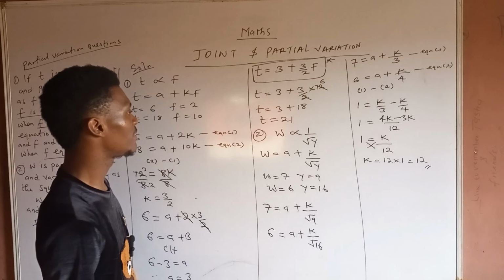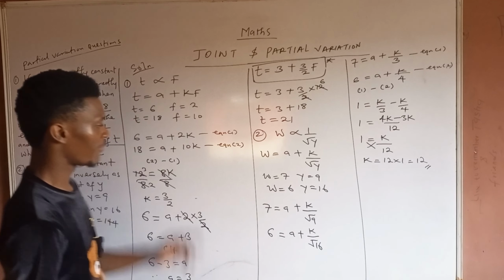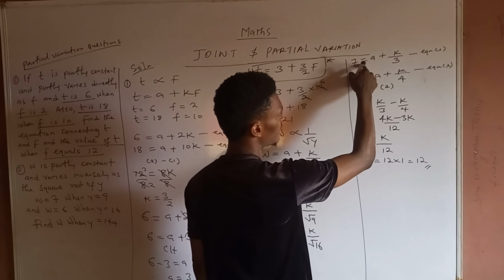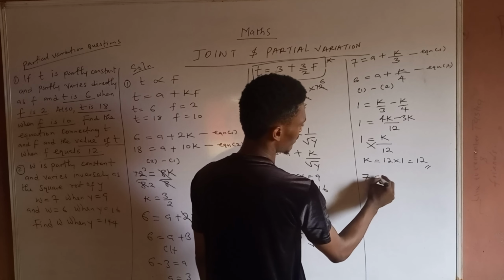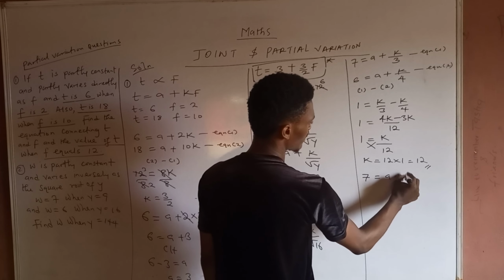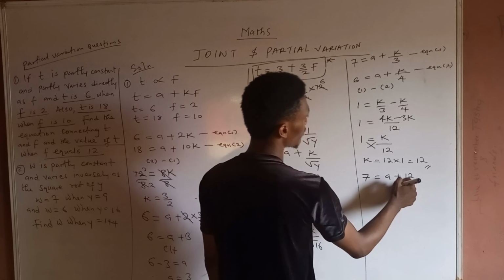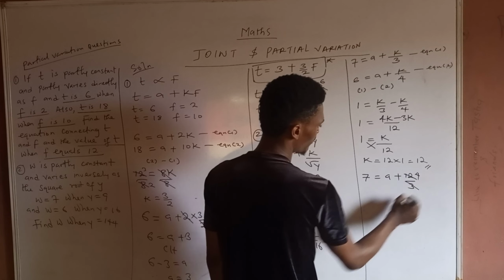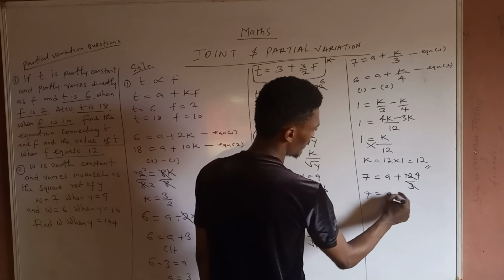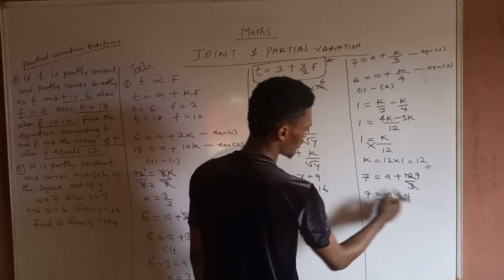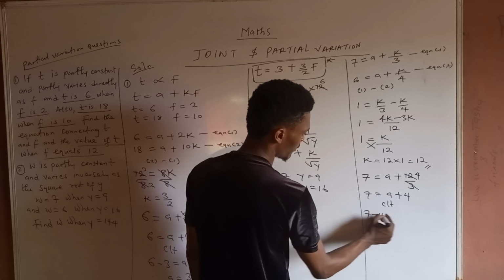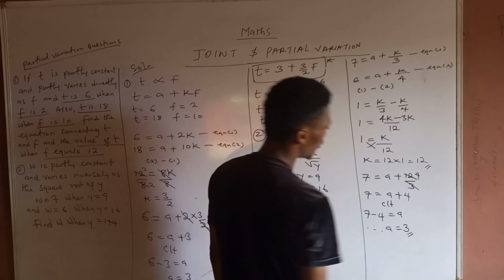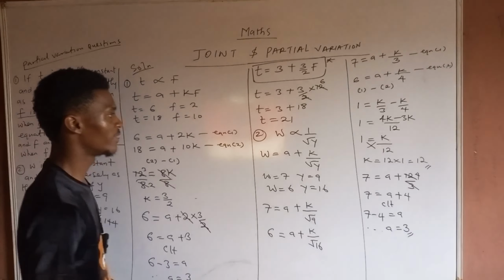Then we can easily obtain the value of a. How do we get the value of a since k is known? We can substitute it in any of the equations. So it becomes 7 in equation 1: a plus 12 over 3, in place of k is now 12. Of course 3 into 12 gives you 4. So it becomes 7 equal to a plus 4. When you collect like terms, 4 goes to the other side. That's 7 minus 4 equal to a. Therefore, our a equal to 3. So our value of a is 3, while the value of k is 12.